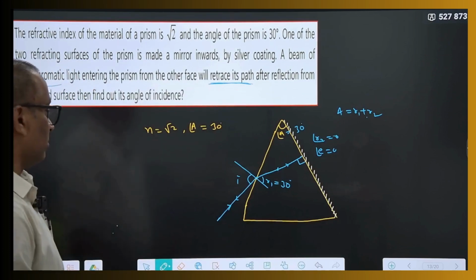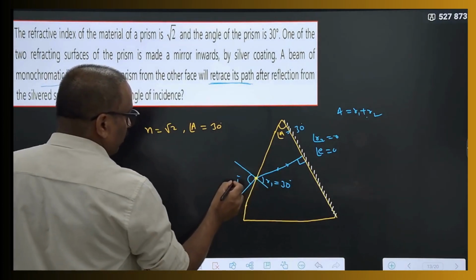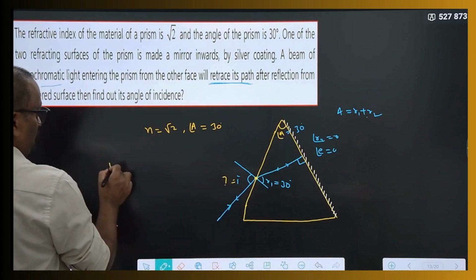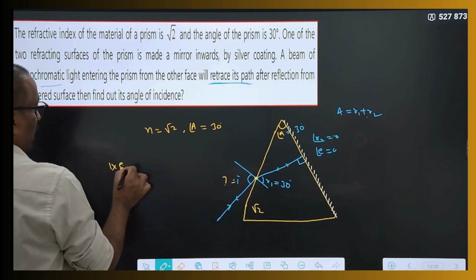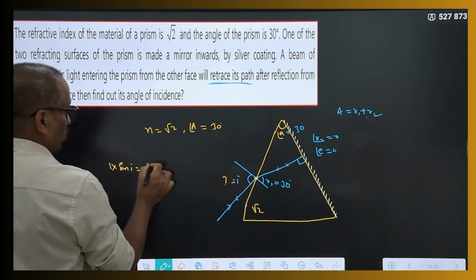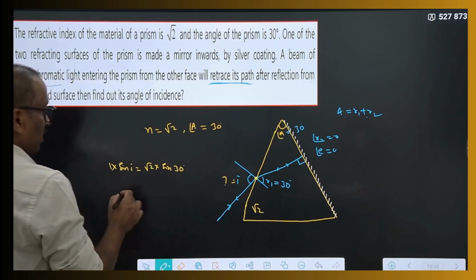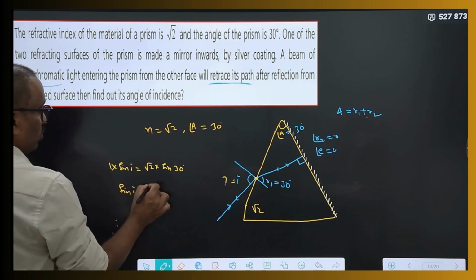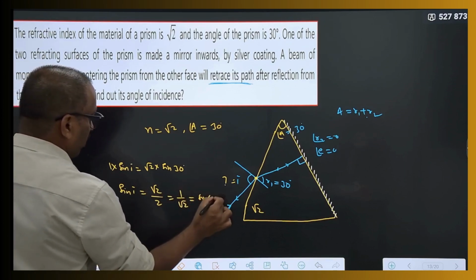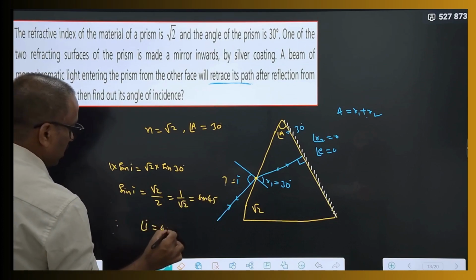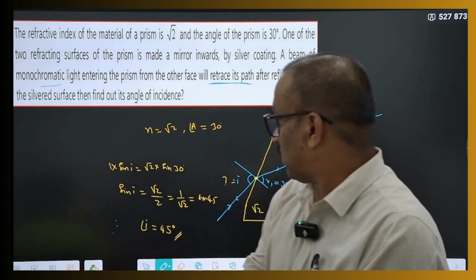Clear? Now apply Snell's law. Apply Snell's law here. This only we want to calculate now. 1 into sin I is equal to root 2, the refractive index, into sin 30. Sin 30 is 1 by 2, so sin I is equal to root 2 by 2, therefore 1 by root 2, sin 45. Therefore the angle of incidence is 45 degree.